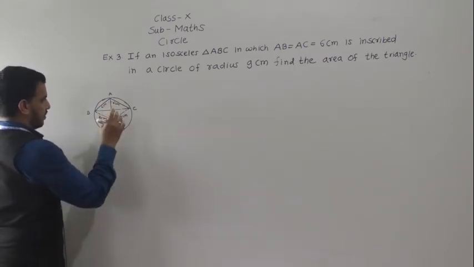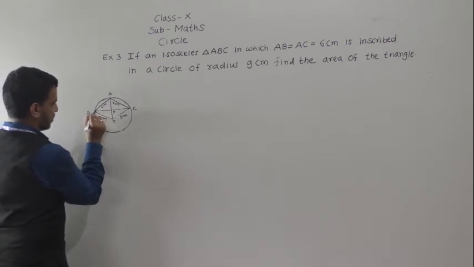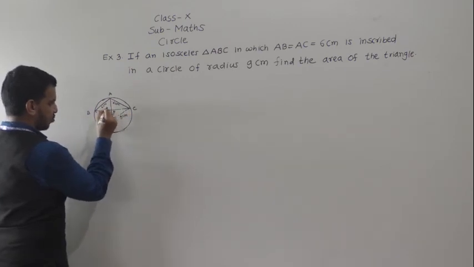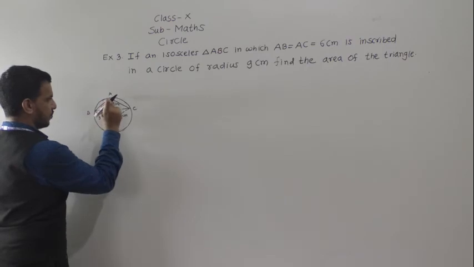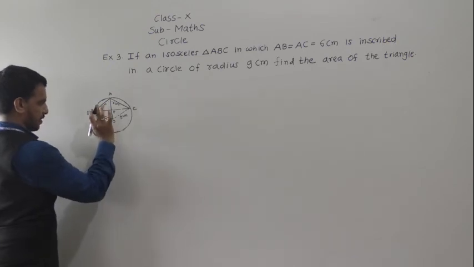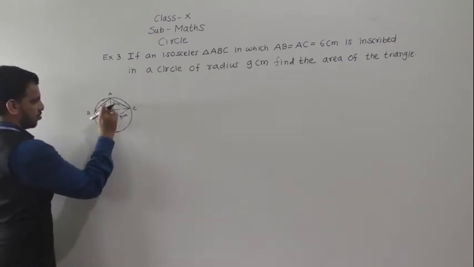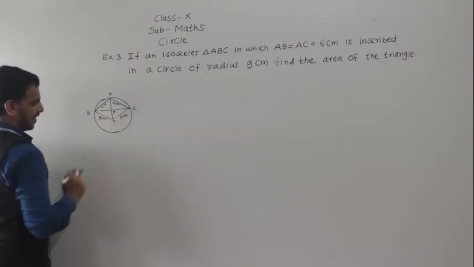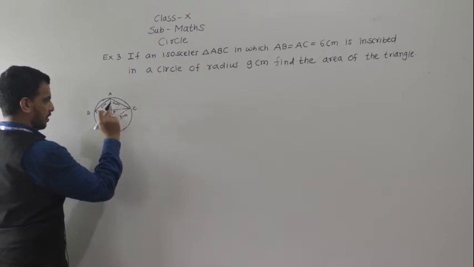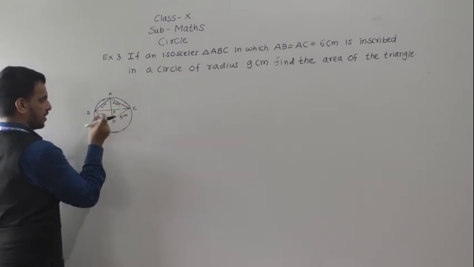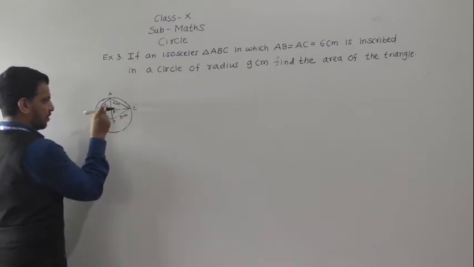Then if we consider these two triangles, triangle BPA and triangle CPA, in these two triangles AB is equal to AC, this angle is equal to this angle, and AP is a common side. So by SAS criteria, these two triangles are also congruent, and by CPCT we can write these two angles equal, and if these two angles are equal, each angle is 90 degrees. So here I am writing directly, P is the midpoint of BC. This also we can show by using CPCT.